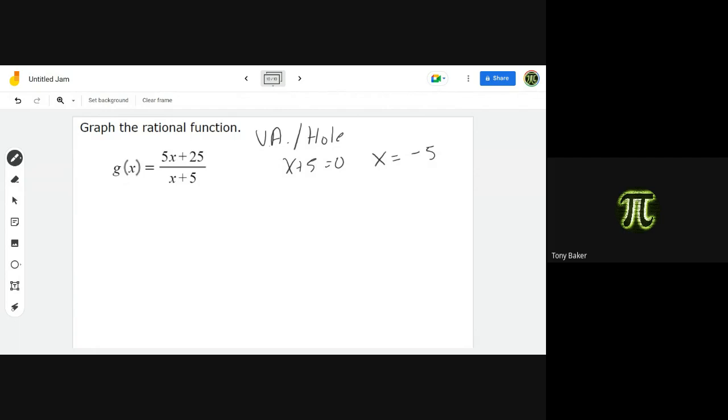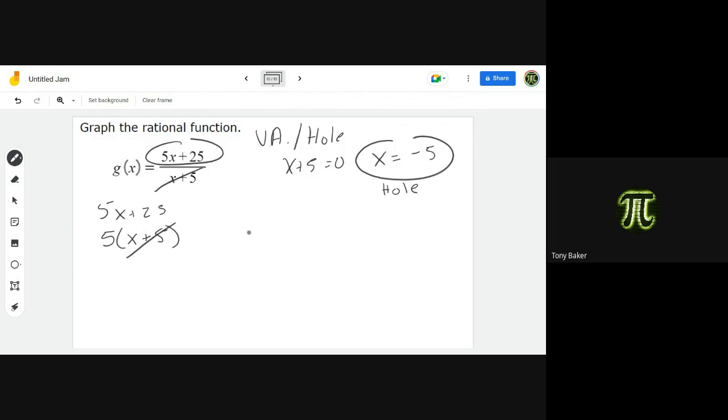So all I've done right now is we know that's a domain restriction. It could be a vertical asymptote or a hole. When it's a hole, that means it's got to be a part of the top too. So we've got to factor the top. If you look at this one, 5x plus 25, I can pull out a 5 and I get 5 times x plus 5. Since I can cancel that value out of the problem, it's not going to give me a vertical asymptote, it's going to give me a hole. There's going to be a hole at x = -5 in this case.